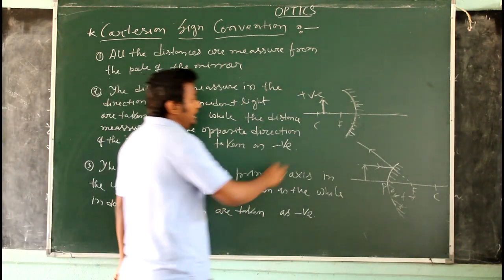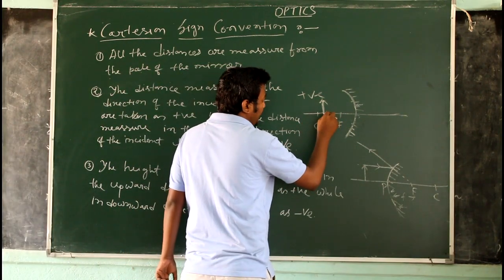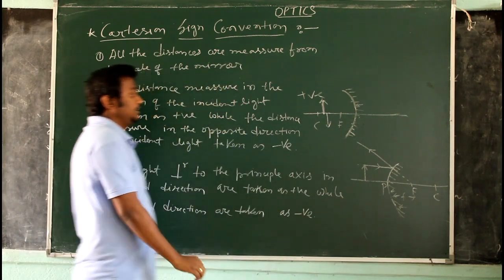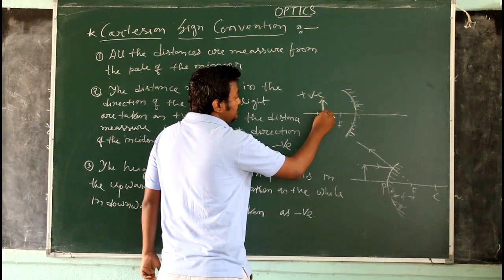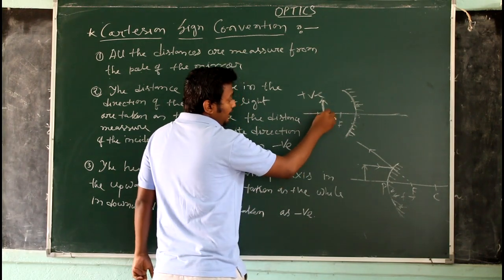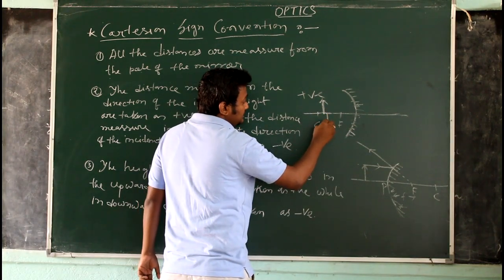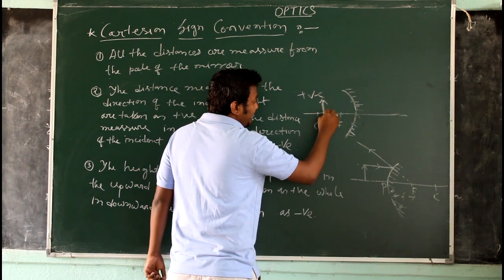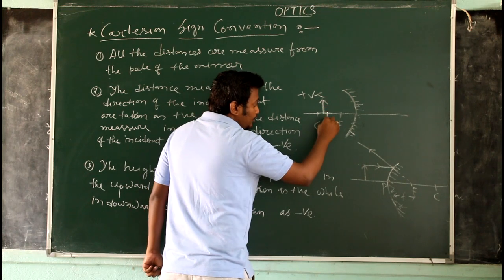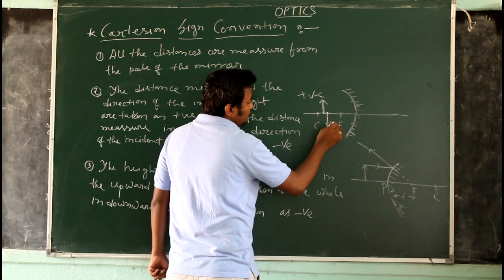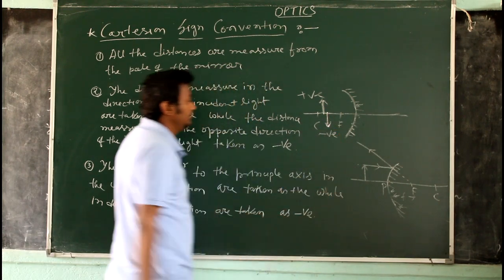And if the object is lying like this, that means in the downward direction, then we measure this height in the downward direction from the principal axis. It is perpendicular to the principal axis, and we measure the height of this object downward. So this will be negative.